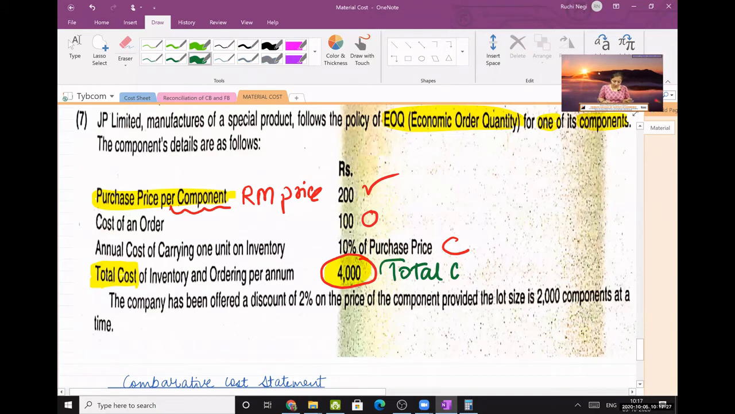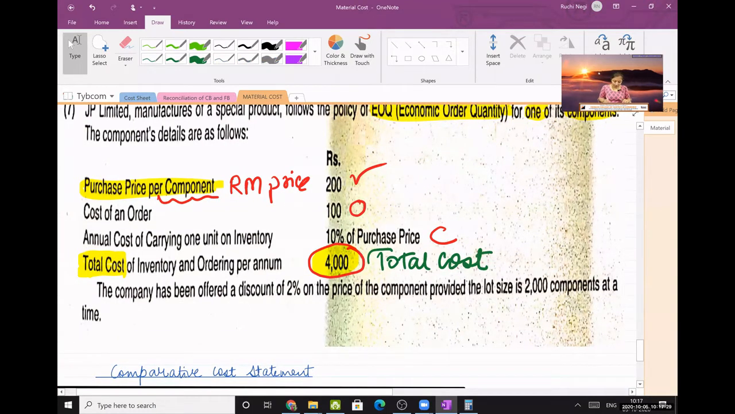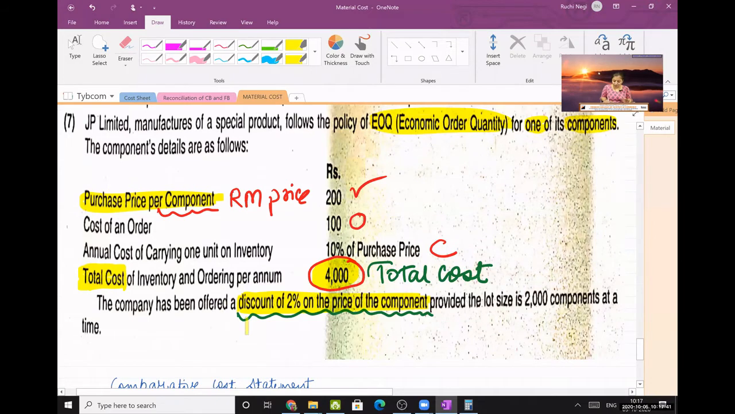Then there is something. The company has been offered a discount of 2% on the price of the component. This is also new. ये भी हमने पहले नहीं किया है. There is an offer of 2% discount on raw material. Price of the component means raw material price per unit, provided the lot size. So lot size कितना है? 2000 बोला है. Condition applied.